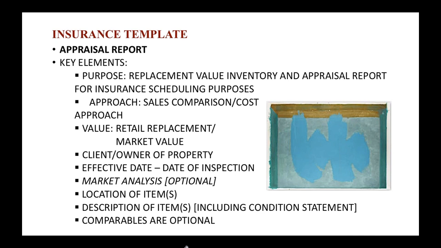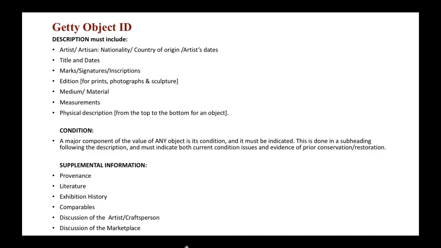Excuse me. Yes. Could you go back one, please? So the Getty ID. The Getty has created this Object ID listing of how you should describe an object. So that's where we got this from. Is there any place that I could find that, do you think? Yeah. You can look it up by Getty Object ID online. It'll take you right to their website. Thank you very much.